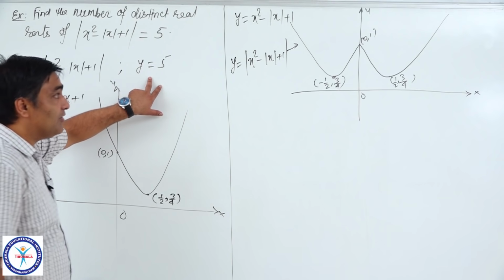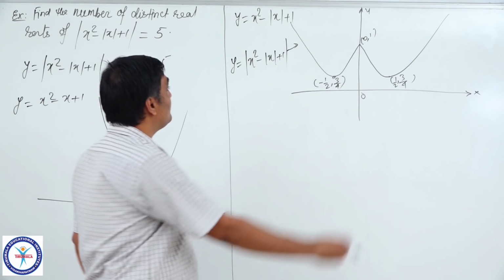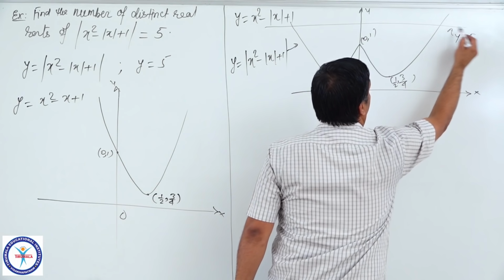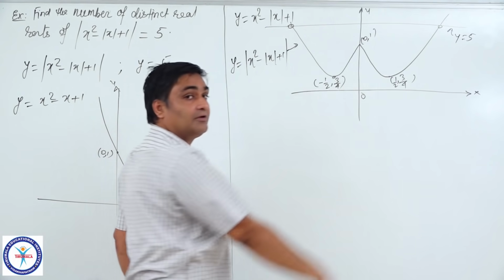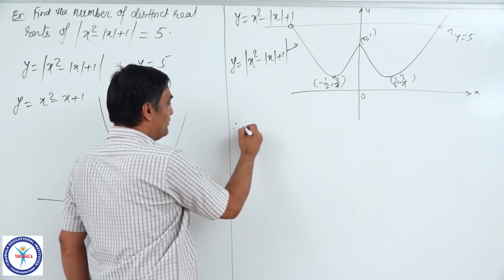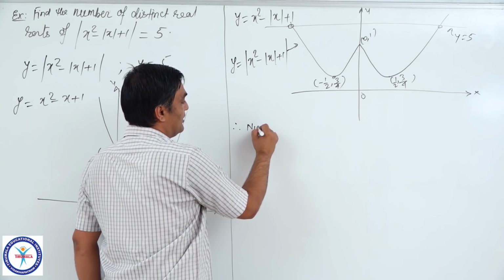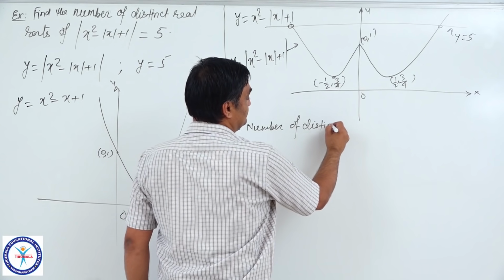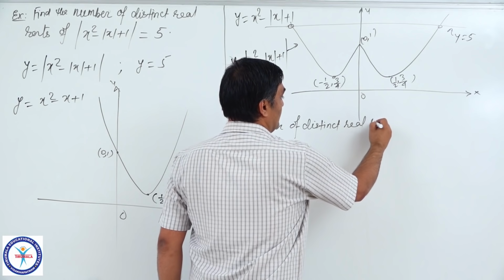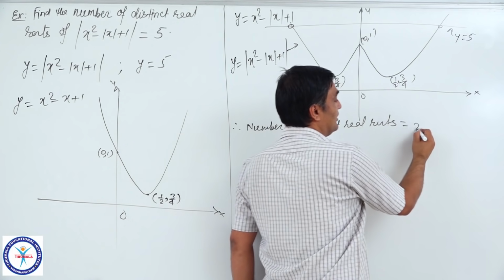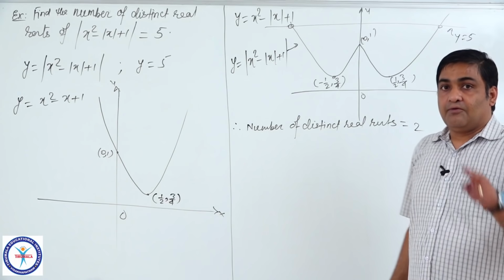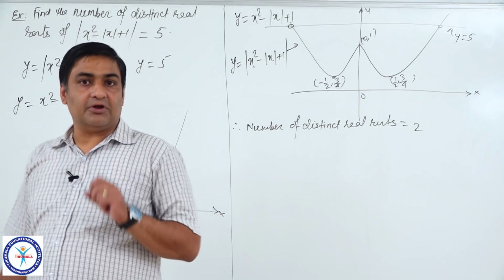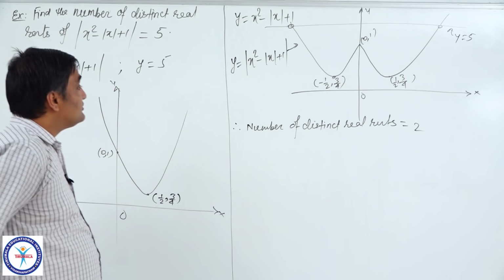Now y equal to 5. Y equal to 5 is a graph like this. How many common points? 2. So therefore, the number of distinct real roots is equal to 2. For the two graphs, the number of common points is equal to the number of real roots.